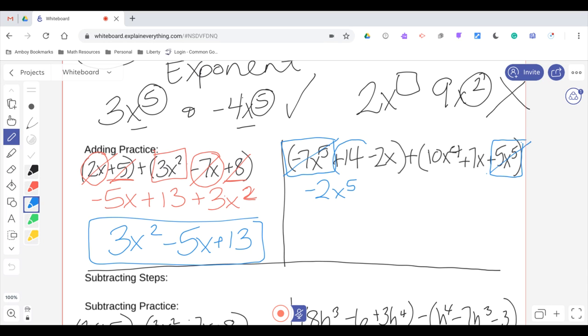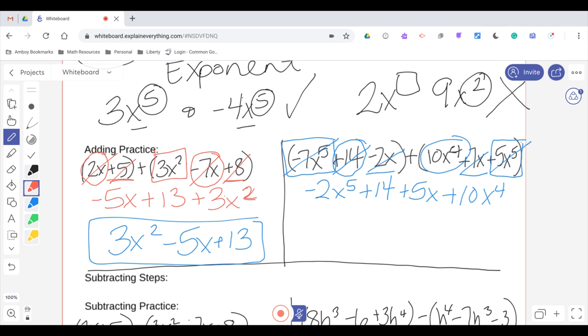Then I have a 14. That is a plain constant number, and there actually are no other plain constant numbers in my second trinomial, so I'm just going to include that. It's not going to change. Then I have a negative 2x, which can combine with this 7x over here, making 5x, and it's positive, so I'll make sure I use a plus sign. And then I have this leftover 10x to the fourth. Okay. So everything is combined.